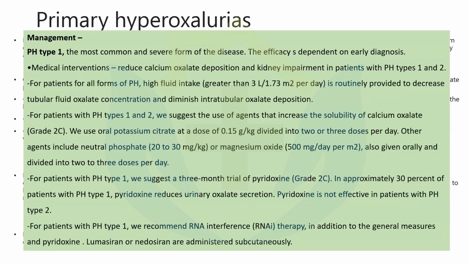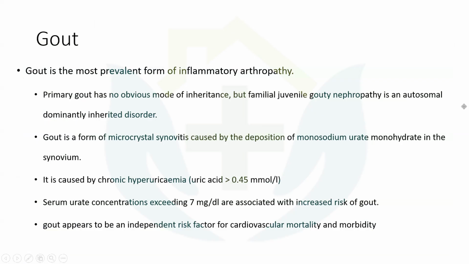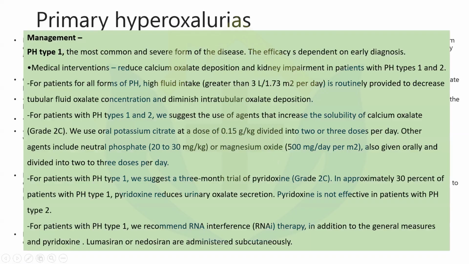So management is basically, as I said, type 1 is the most common and very severe form. So early diagnosis is the most important. Once the kidney is already damaged, it's very difficult. So basically again, we have to keep a high fluid intake. That's the most important thing for any kidney stone case. In other cases, for solubility, we can use potassium citrate to alkalinize the urine, so that oxalate stone formation will be less.